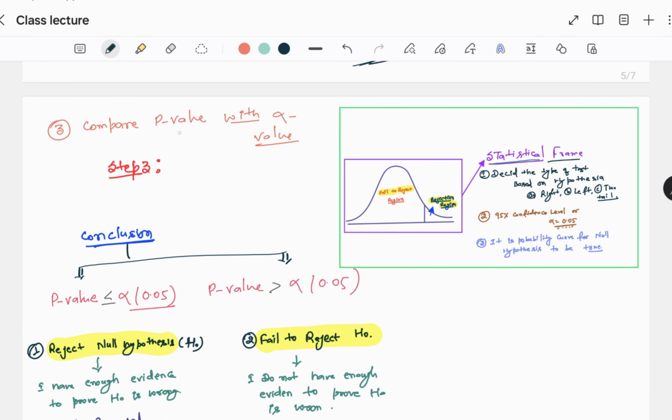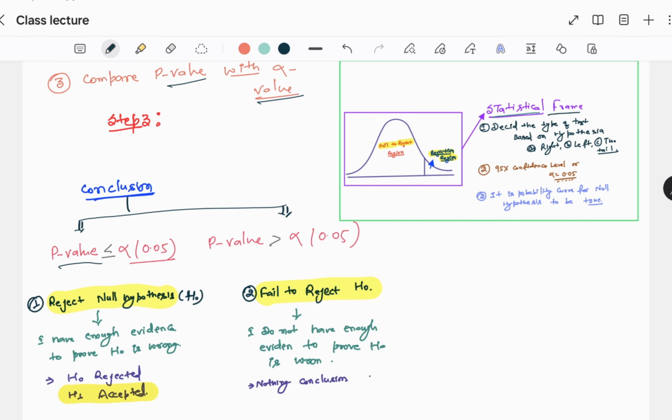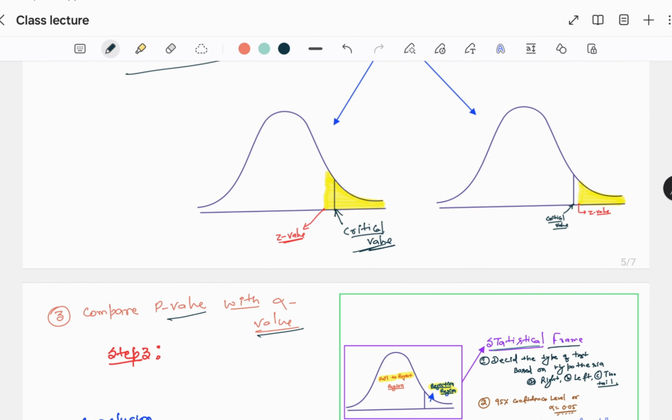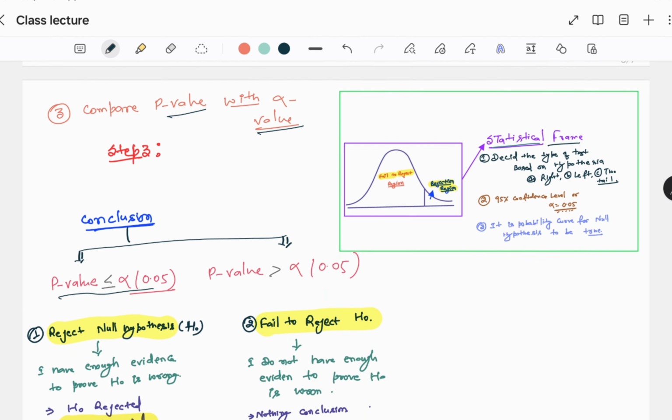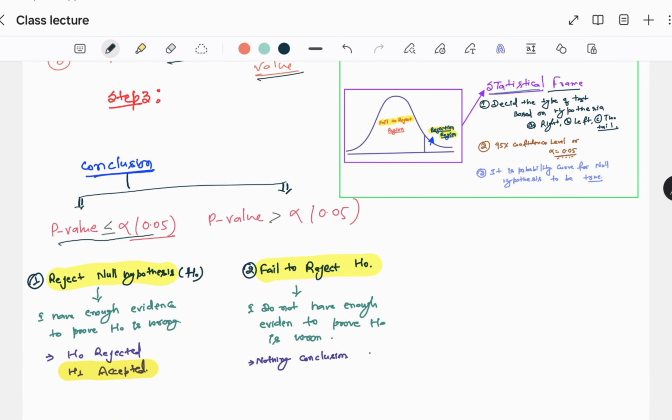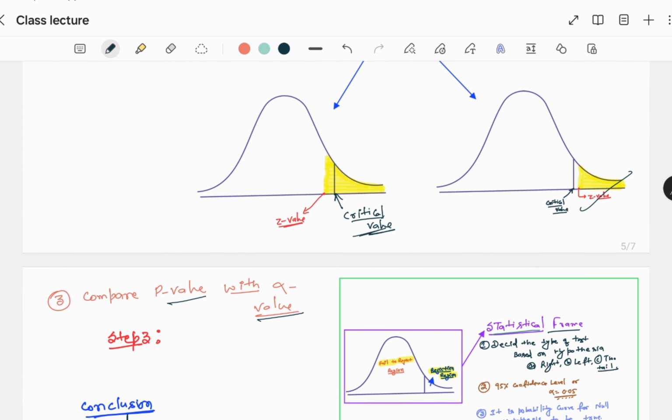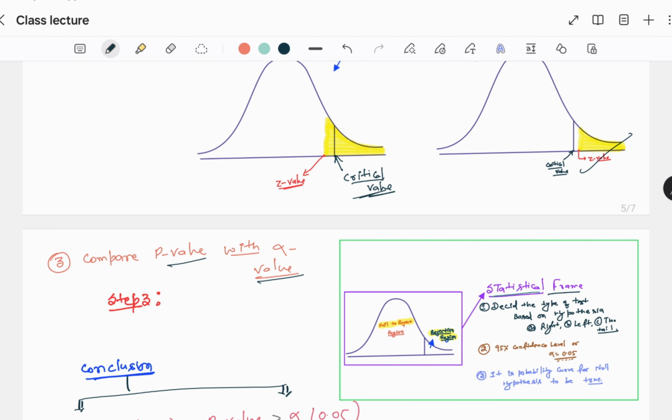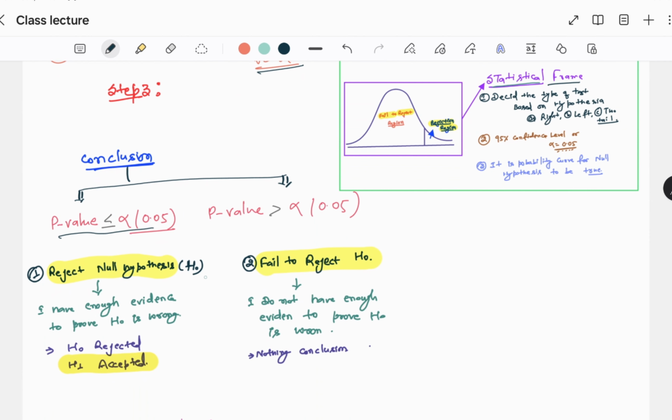We will compare the p-value with the alpha value. If our p-value is less than the alpha value, as in this case, then we will reject the null hypothesis. What I mean here is the p-value is lesser than the alpha value, so our data is going into the rejection region, as you can see in this white shaded area. So data is coming into this region, and that's why we reject the null hypothesis.